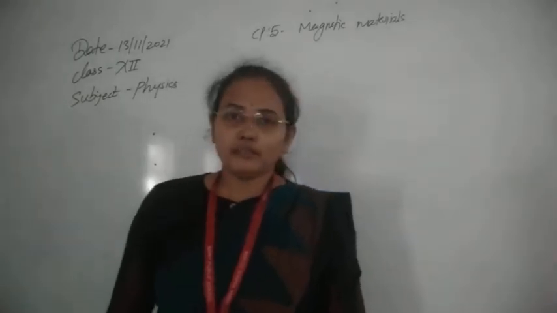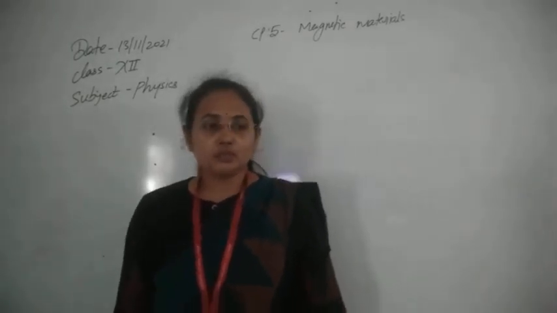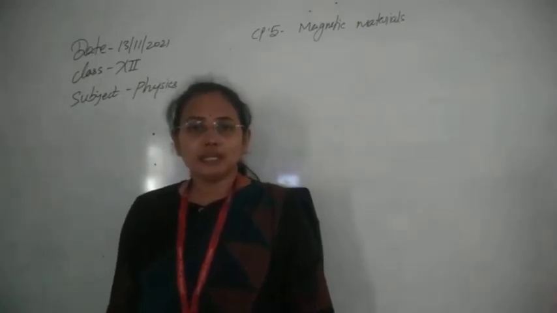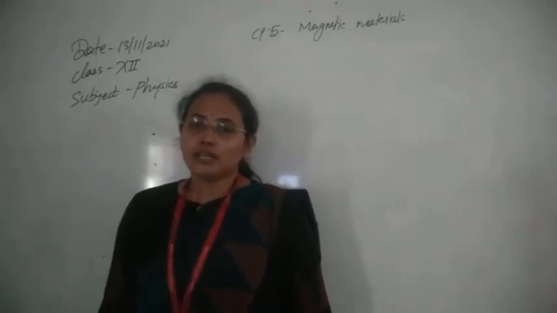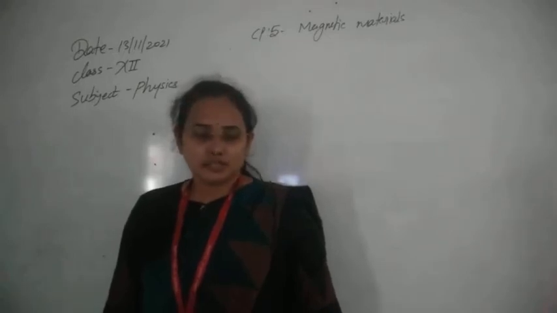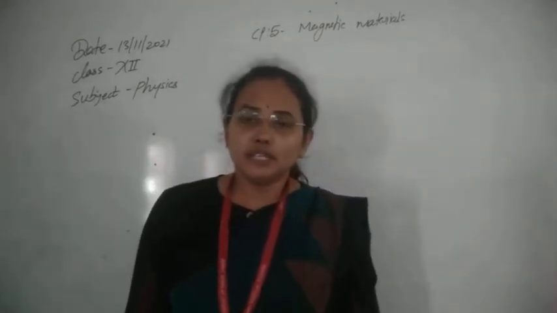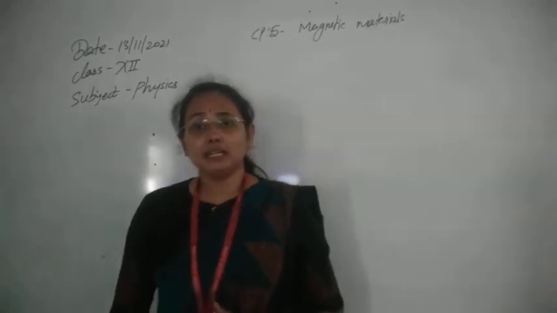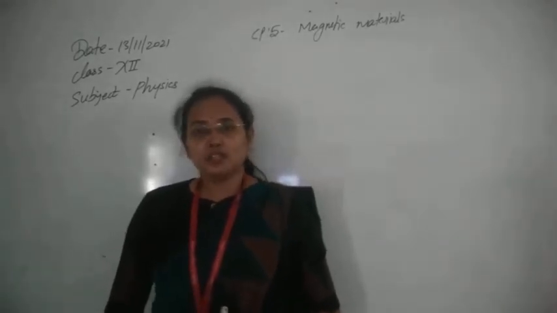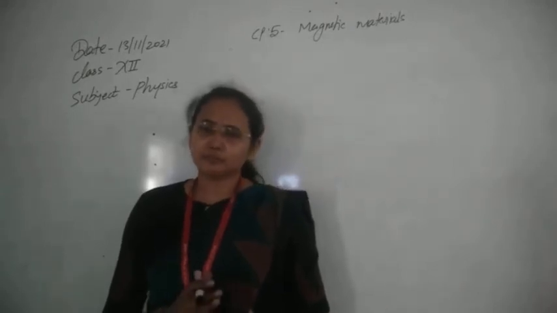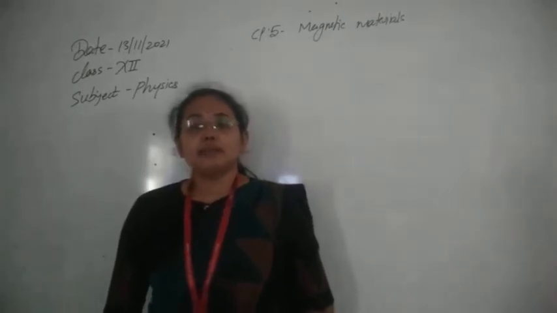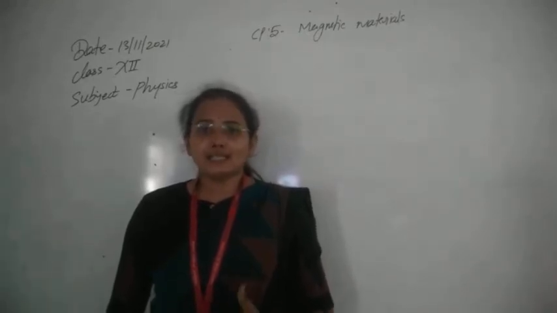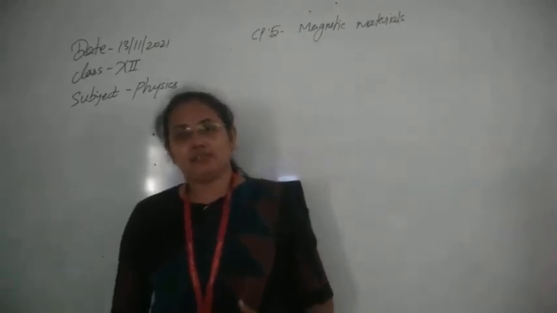So today we will further discuss magnetic materials, because in magnetic materials we have discussed up to the classification of magnetic materials. Magnetic materials are of three types. First is diamagnetic material, second is paramagnetic material, and third is ferromagnetic material. All these three we have discussed, and later susceptibility and permeability, the properties of the material that classify their magnetic behavior, we have discussed also.